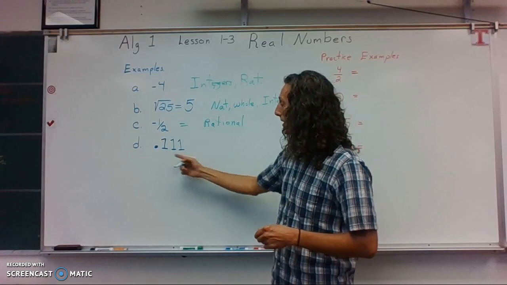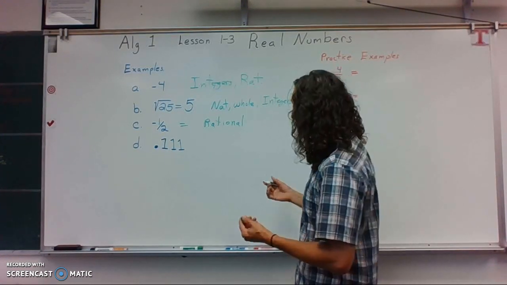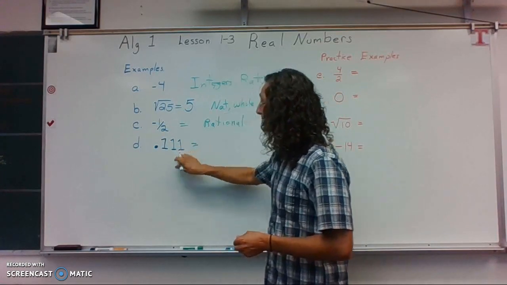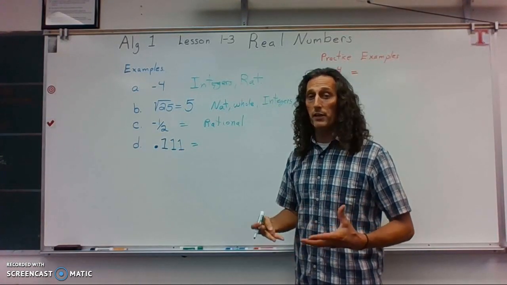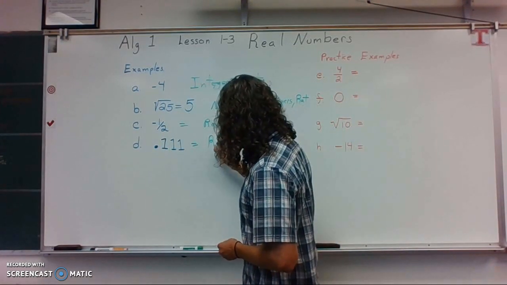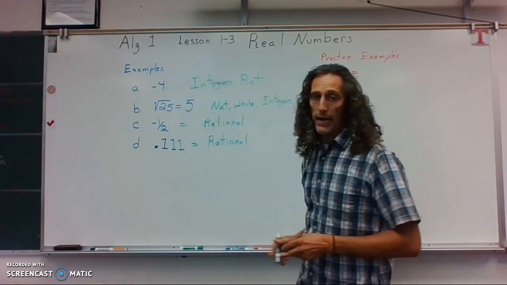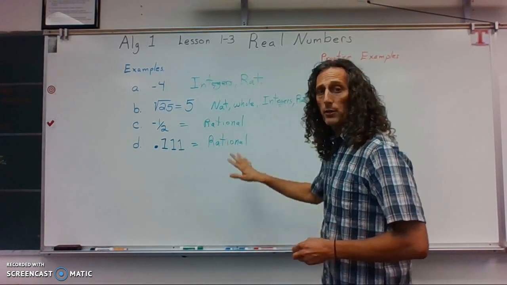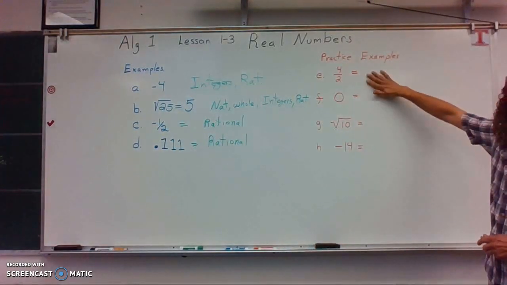And then on D, 0.111, looks like it's a repeating decimal. So again, decimals aren't part of natural or whole numbers or counting numbers. So again, that's just also a rational number, like a fraction. Right? So make sure that you get these written down, and then try these on your own.